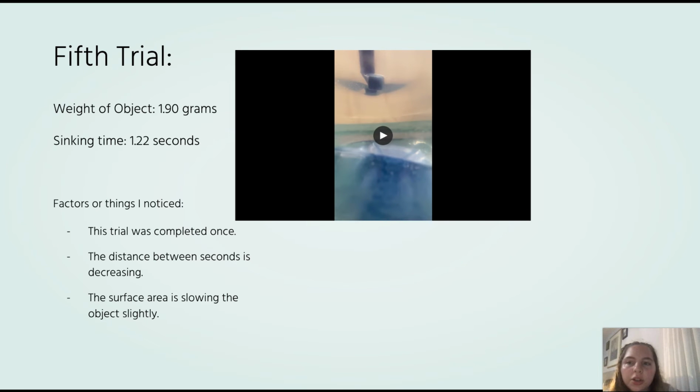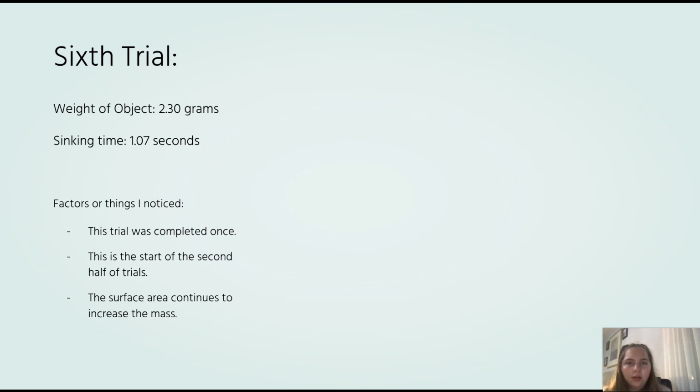Okay. So now the weight of this object is 1.9 grams, and the sinking time is 1.22 seconds. This trial is completed once, but the distance between the seconds is decreasing, and the surface area, it's slowing the object slightly, but it's not as affecting the object as I thought it was. And this is really interesting because it seems to be disproving my hypothesis. Now, here is the sixth trial.